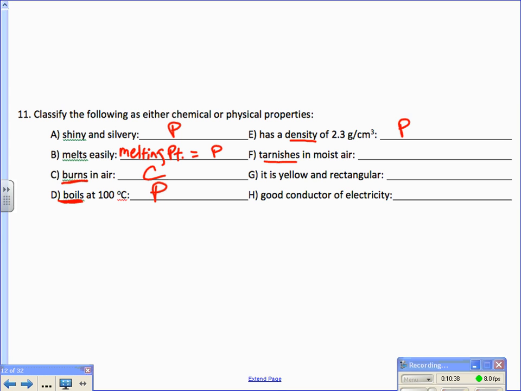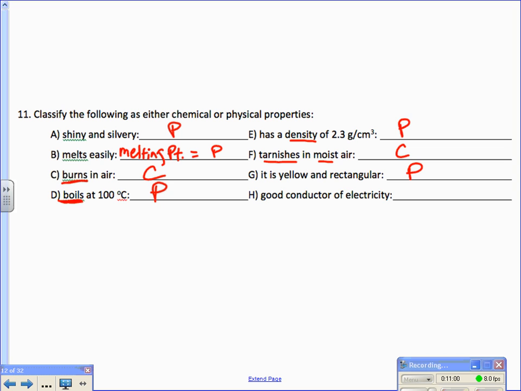Tarnish, remember, that's with the oxygen. So whenever you have moist air, water in the atmosphere, oxygen, they combine on the silver and turn it into something we call tarnish. So it's bonded to the silver. It's no longer silver. It's what we would call tarnish. So that's a chemical reaction. It is yellow and rectangular, physical property.